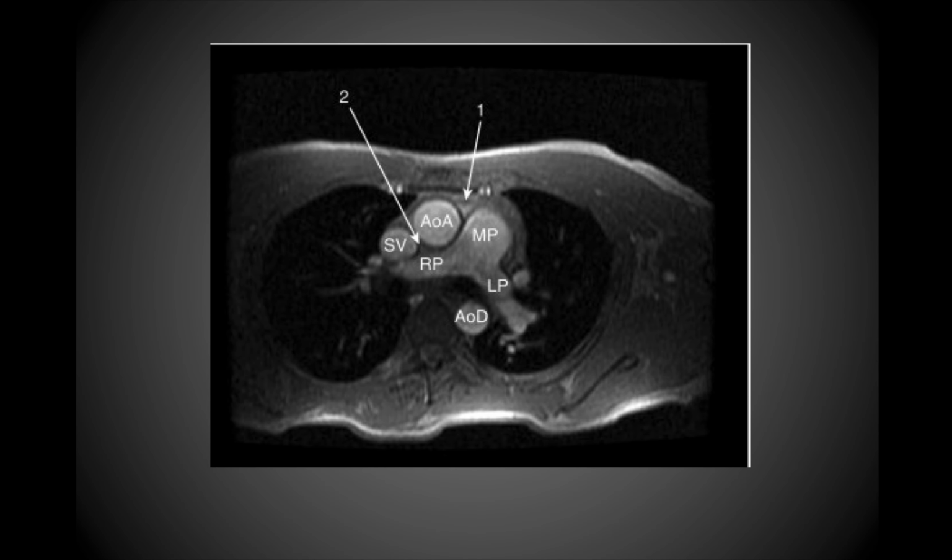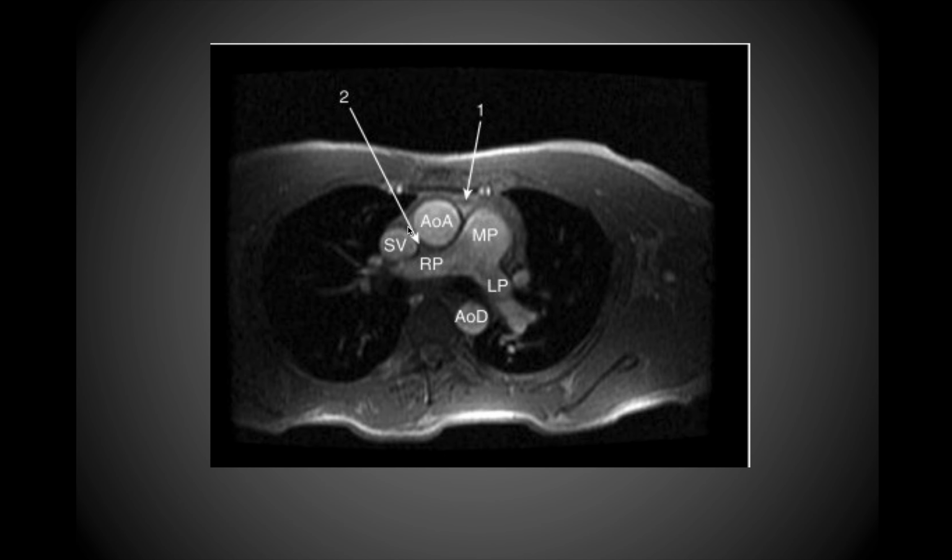So looking at another view, this is at the level of the main pulmonary artery or the pulmonary trunk, and so you can see this is where it's bifurcated into the left and right pulmonary arteries. Back here we have the descending aorta. Here's the ascending aorta right at the sinus of Valsalva, so this is right where it's basically beginning. And then the superior vena cava you can see located just to the right side of the aortic arch.